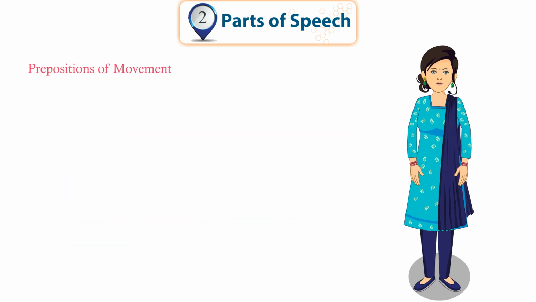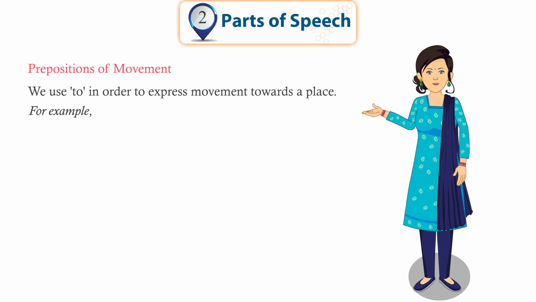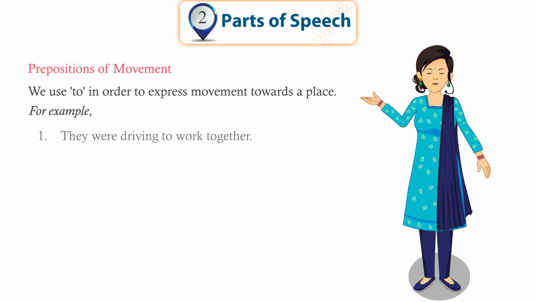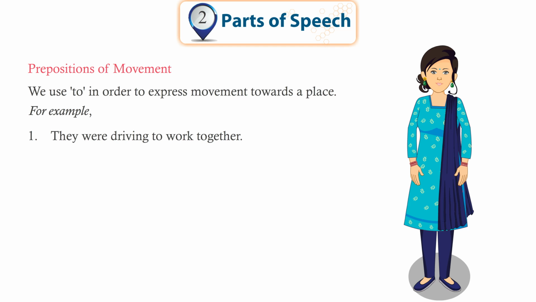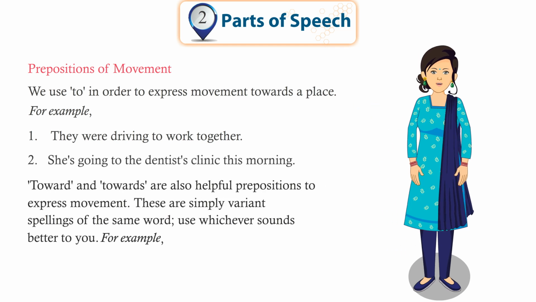Prepositions of movement. We use to in order to express movement towards a place. For example, they were driving to work together. She is going to the dentist clinic in the morning.